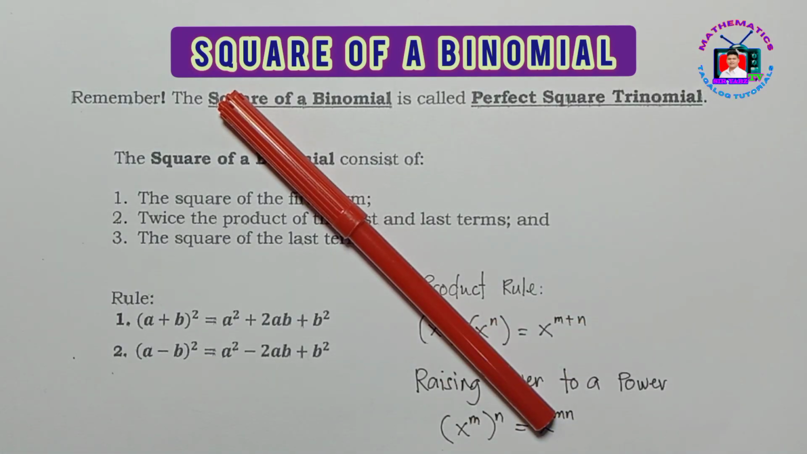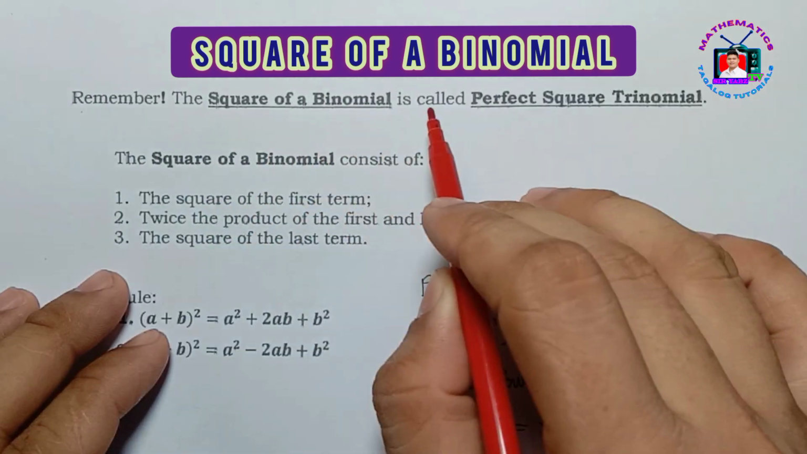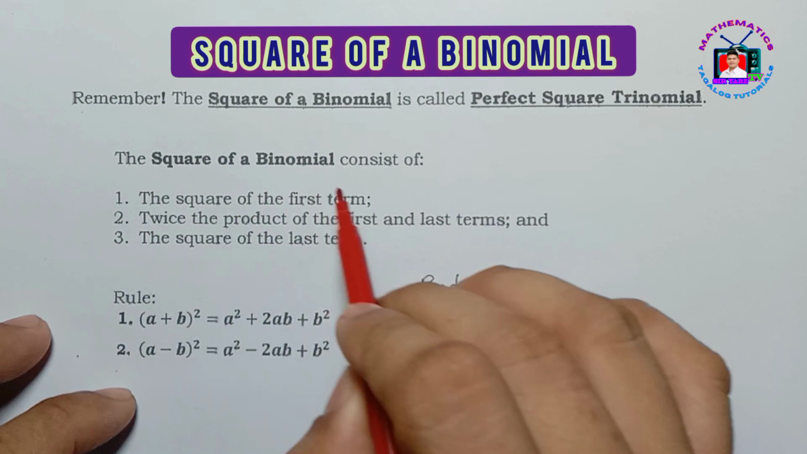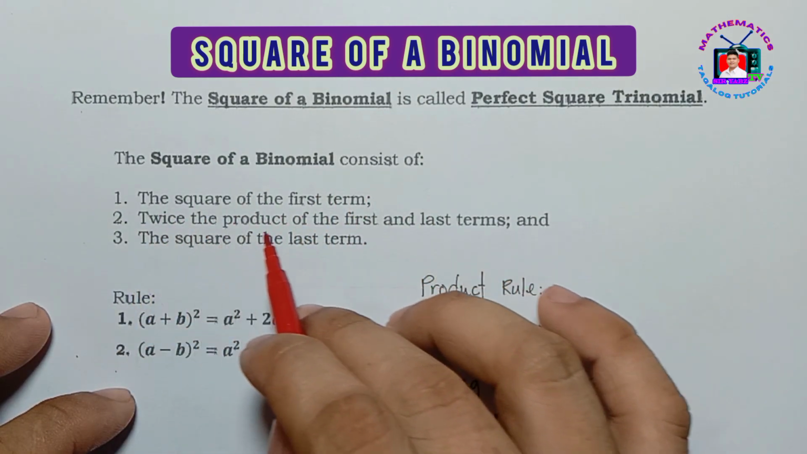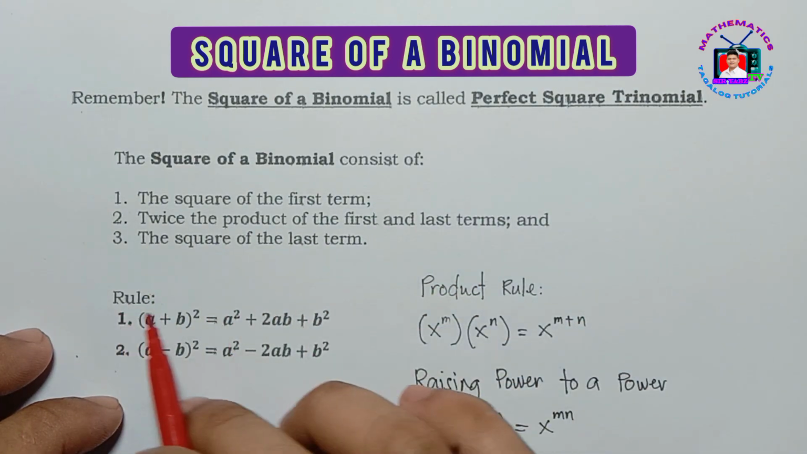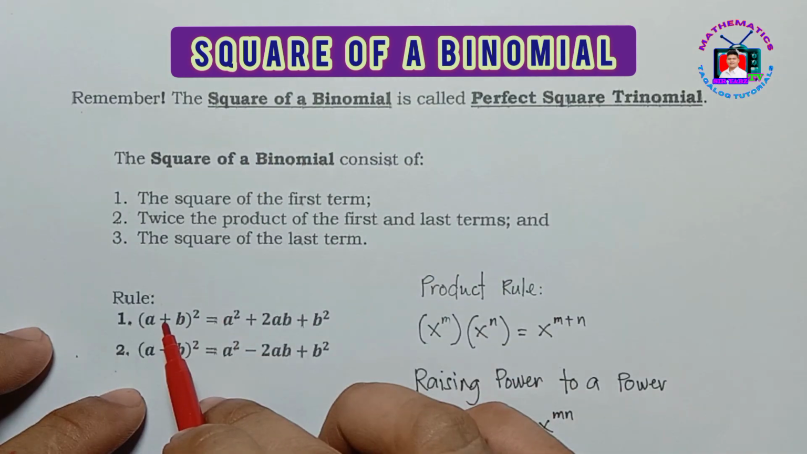So this time, let's explain square of a binomial. Okay, square of a binomial, or sometimes we call it perfect square trinomial. Remember, the product of the square of a binomial is a perfect square trinomial. The square of a binomial consists of the first term squared, then the middle term twice the product of the first and last term, and the last term will be the square of the last term. So that's our rule.